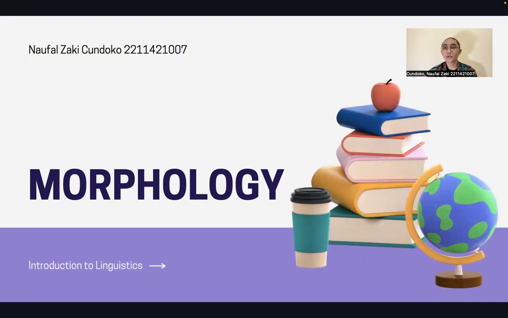My name is Zaki Tundoko, and today I would like to explain one of the branches studied in linguistics, which is morphology. Morphology itself is really correlated to a word. So, before I jump to morphology, let's take a look at the definition of word.